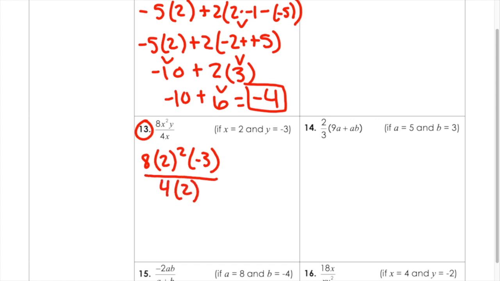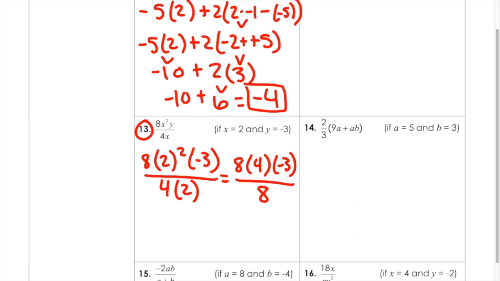So again, we have to solve our numerator and then solve our denominator. They're separate groupings. So up here, I need to do my exponent first. So this is going to be 8 times 4 times... go ahead and multiply my denominator. So 4 times 2 is 8.